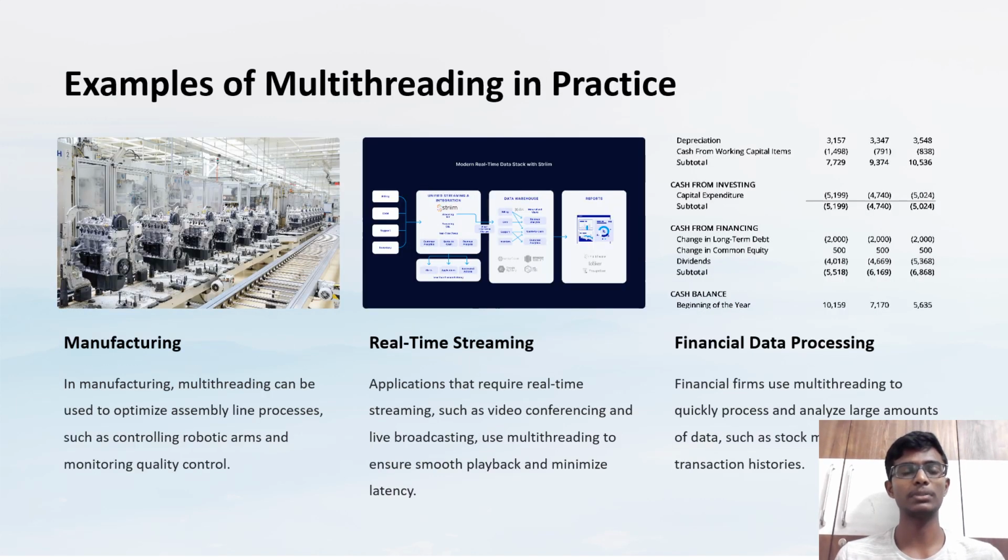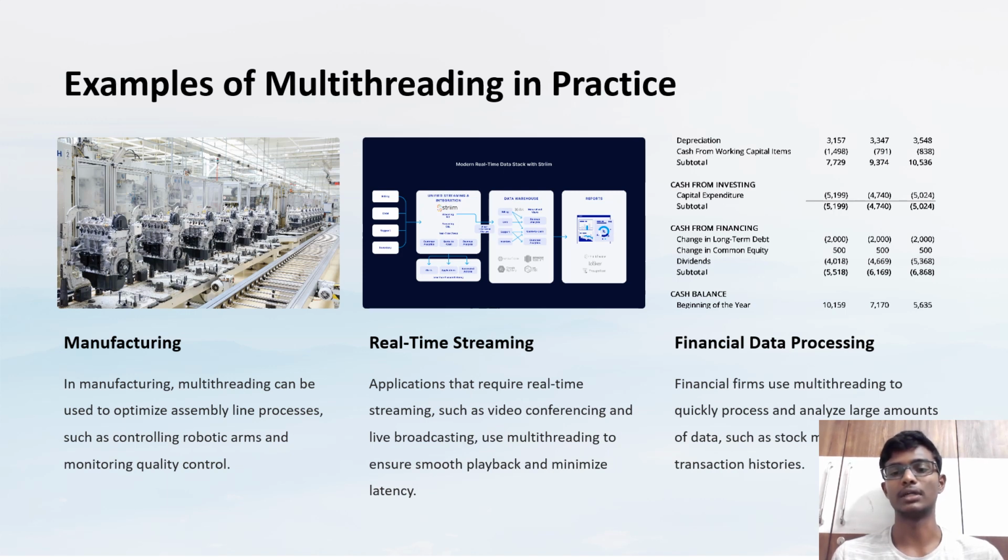There are many examples of multithreading in practice. One of them is manufacturing, and others are real-time streaming, financial data processing, and many more. In manufacturing, multithreading can be used to optimize assembly line processes, such as controlling robotic arms and monitoring quality control. In real-time streaming applications, such as video conferencing and live broadcasting, multiple threads ensure smooth playback and minimize latency.